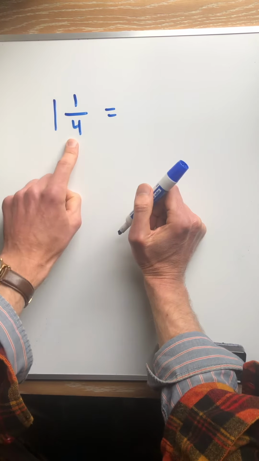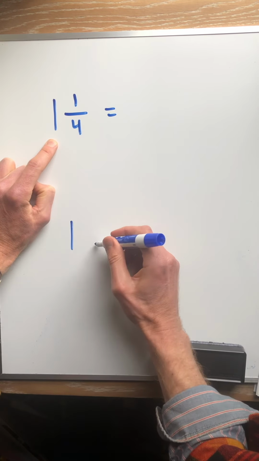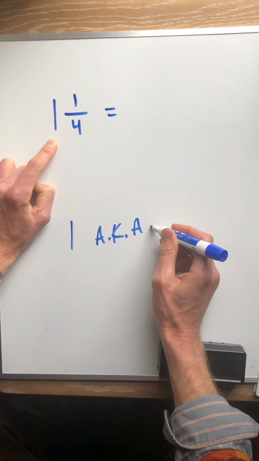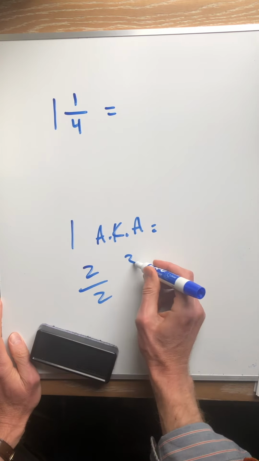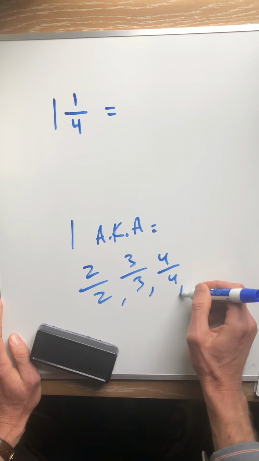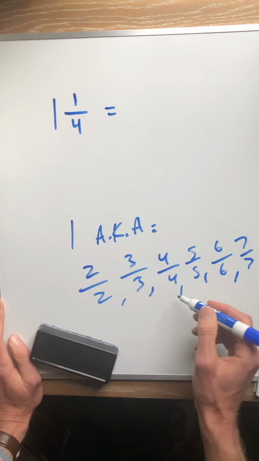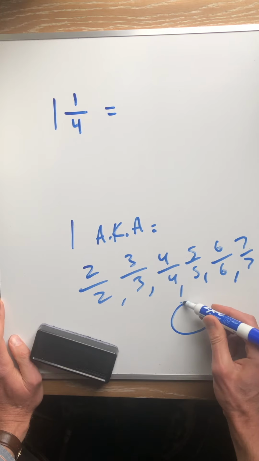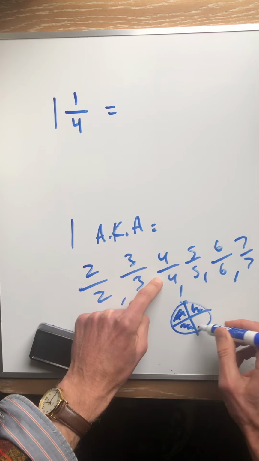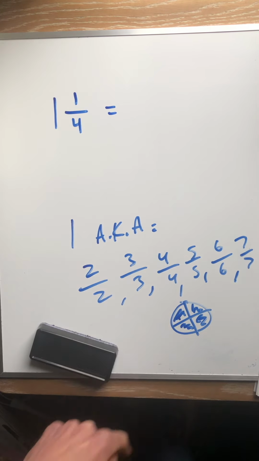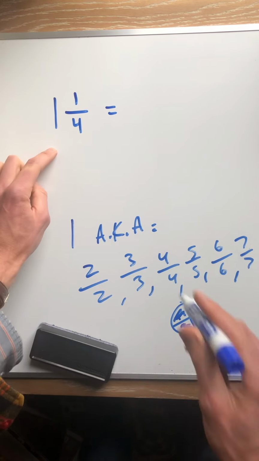So we're in fourths, right? So we're talking about fourths. So 1, aka, 1 can equal 2/2, 3/3, 4/4, 5/5, 6/6, 7/7. If it's fourths, it means it's been cut into 4 pieces, but you got all 4 of them. You got that one, you got that one, you got this one, and you got that one. So 1 is 4/4. So we know that 1 is going to equal 4/4.